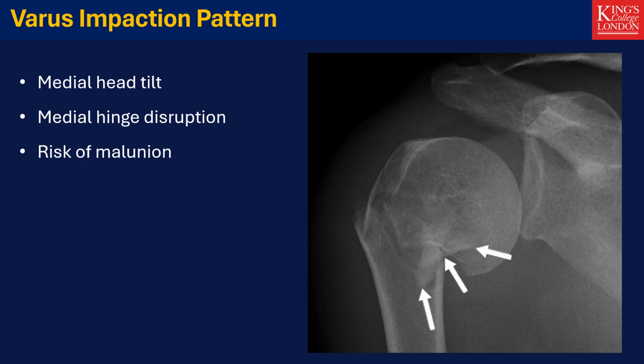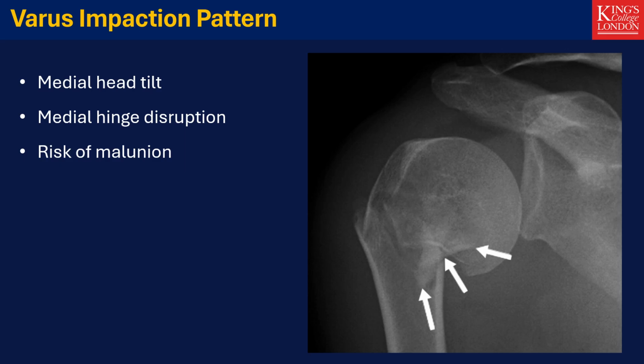This is a varus-impacted proximal humerus fracture. The humeral head is tilted medially relative to the shaft. Notice the reduced head-shaft angle. In a normal shoulder, the angle is approximately 130 to 140 degrees. Here, it is clearly decreased, suggesting varus alignment.